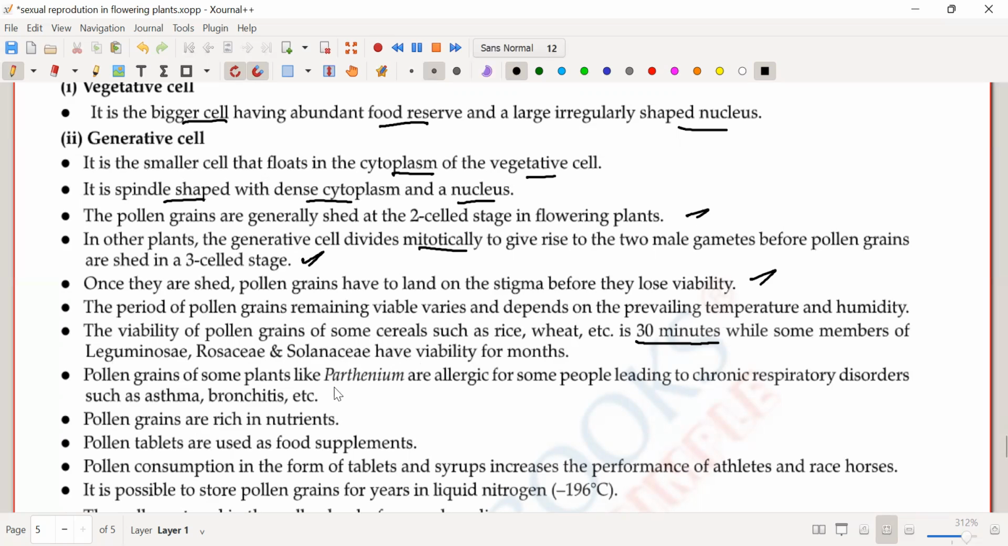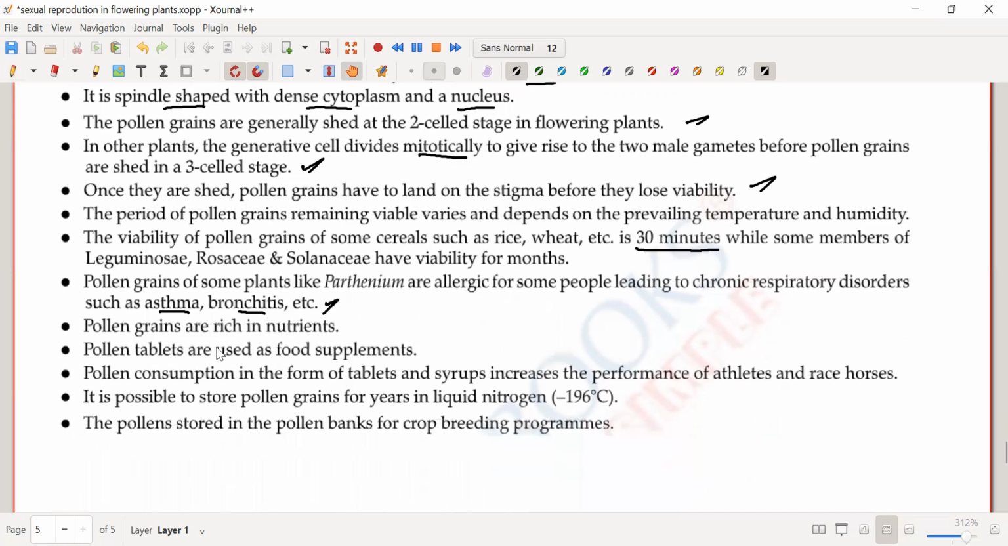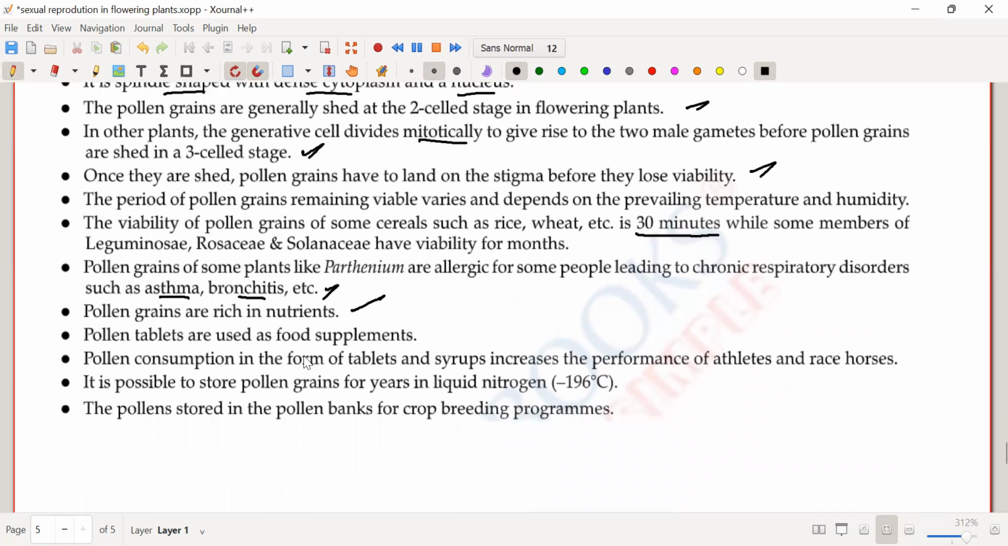Pollen grains of some plants like Parthenium are allergic for some people, leading to chronic respiratory disorders such as asthma, bronchitis, etc. Pollen grains are rich in nutrients. Pollen tablets are used as food supplement in developed nations. Pollen consumption in the form of tablets and syrups increases the performance of athletes and racehorses.